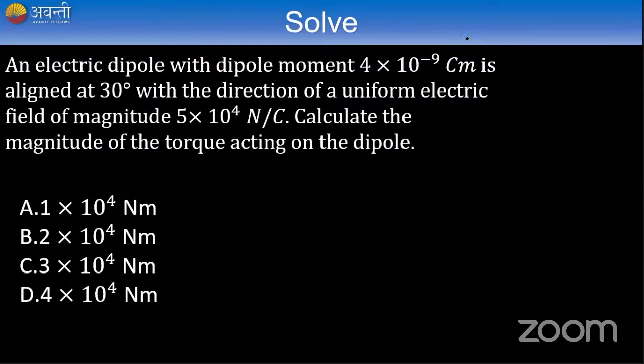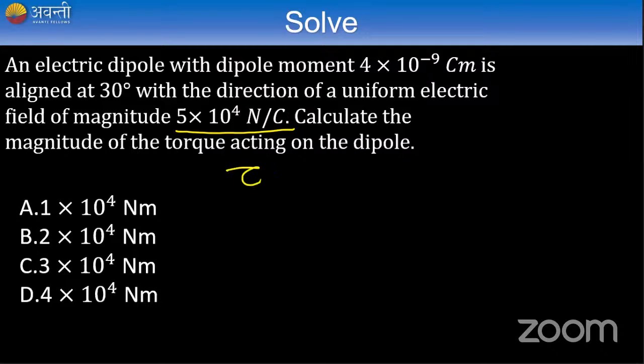So consider an electric dipole with dipole moment of 4 × 10^-9 coulomb meter aligned at an angle of 30 degrees with the direction of a uniform electric field of magnitude 5 × 10^4. Okay, my dipole moment is along the direction of the electric field, 4 × 10^-9 coulomb meter, making an angle of 30 degrees, and my electric field magnitude is 5 × 10^4 newtons per coulomb. Now calculate the magnitude of the torque acting on the dipole.